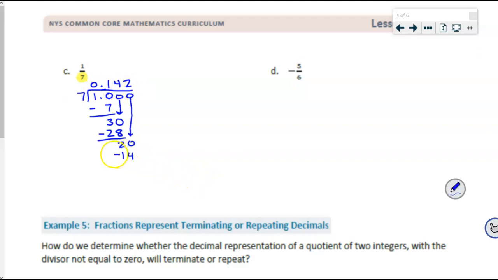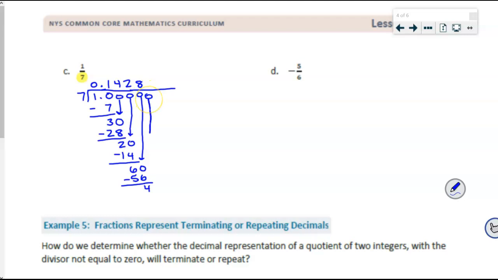Let's keep going. I was trying to get to 20. I only made it to 14. I'm 6 away. Annex a 0. Bring it on down. Can 7 go into 60 this time? Yeah, 7 can go into 60. 8 times. I was trying to get to 60. I only made it to 56. 4 away.